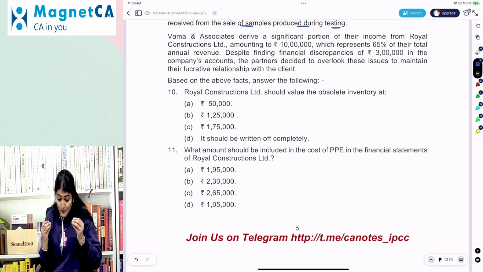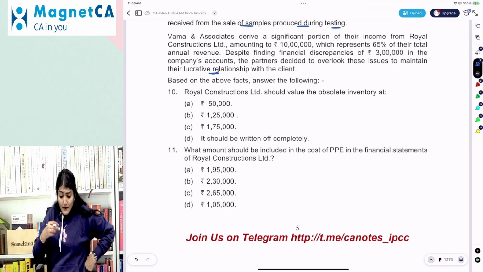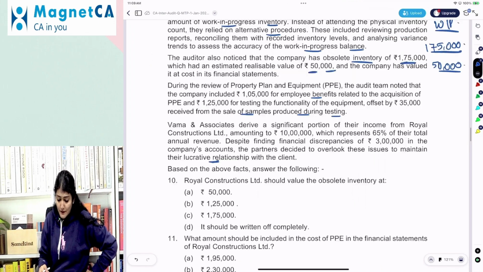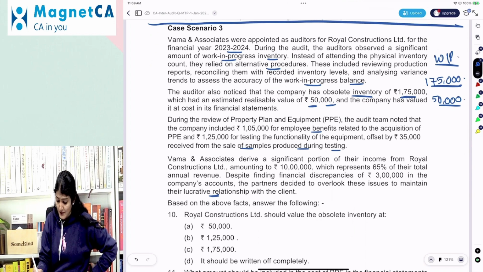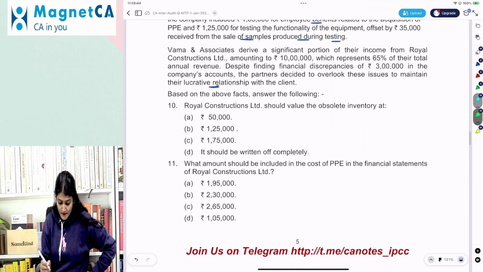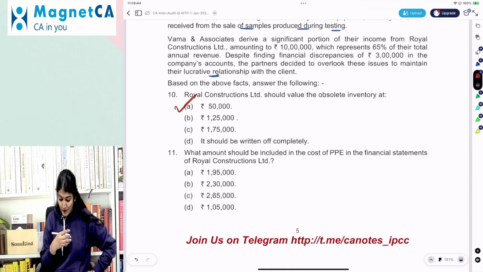Right? So there seems to be a self-interest threat over here, their lucrative relationship with the client. Now, Royal Construction Limited should value the obsolete inventory at cost or NRV, whichever is lower. So what is the NRV? 50,000. So what does it say? It has to be valued at 50,000. It should be written off completely?